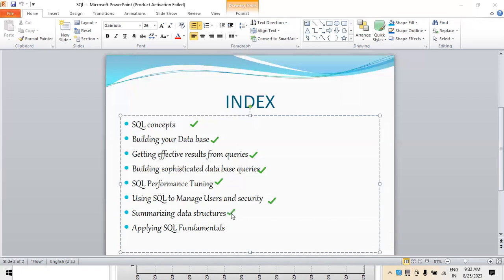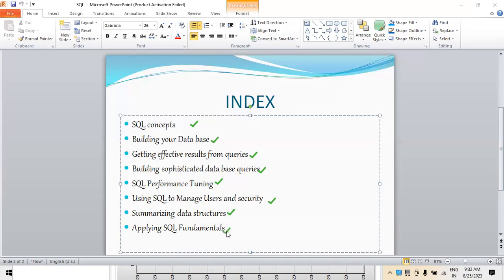And next, one more important point, which is data structures, like how to summarize the data. First of all, we need to know about views or tables. At the same time, we must know about system catalogs. All these things will be a part of data structures, which I'm going to cover in this.